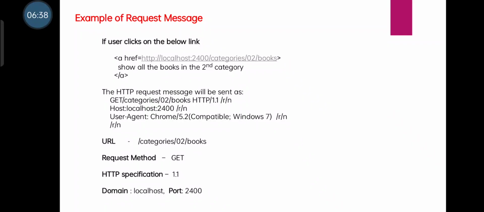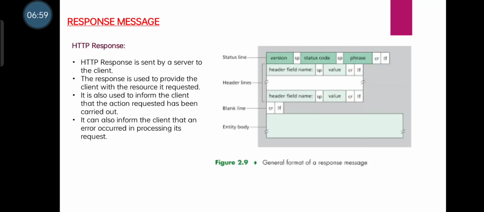So here this is a request message. You can see the href, and automatically the link will go. But the user won't get this type of coding, they will simply get a link. So here the URL defines categories and 20 books, the request method is a get method, the HTTP version is 1.1, the domain host is localhost, and the port number is 2400.